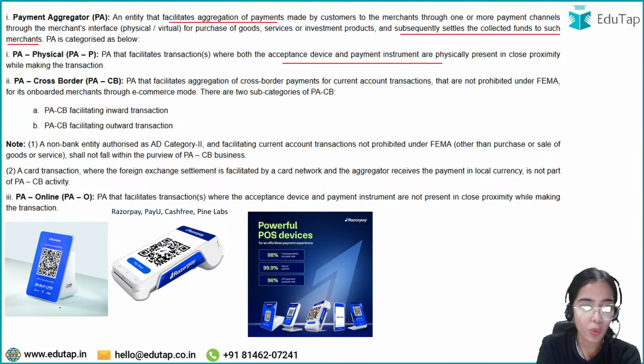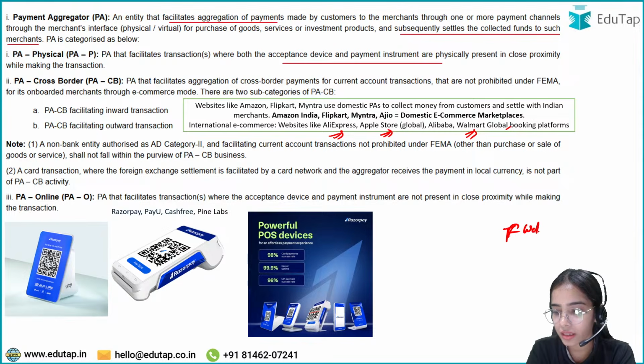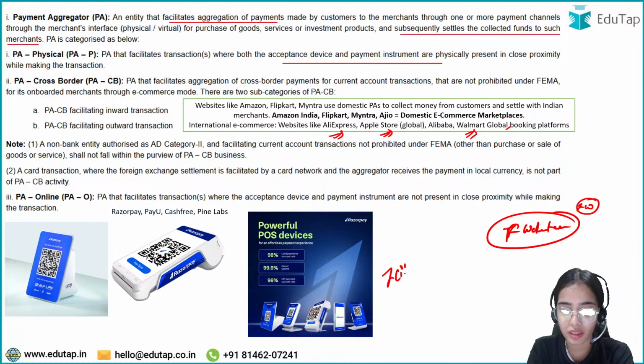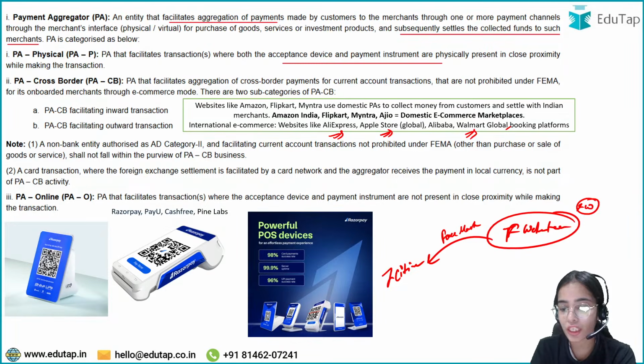Now let's say you want to buy something from the Alibaba website or AliExpress, or from Apple Store Global, or Walmart Global, or different booking platforms. They are foreign websites, international websites through which you, as an Indian citizen, are trying to buy something. So let's say you are buying some face mask, an electronic face mask or something, from the Alibaba website or AliExpress and such, or from Walmart you are buying something. When you are buying something, the Indian citizen will have to pay.